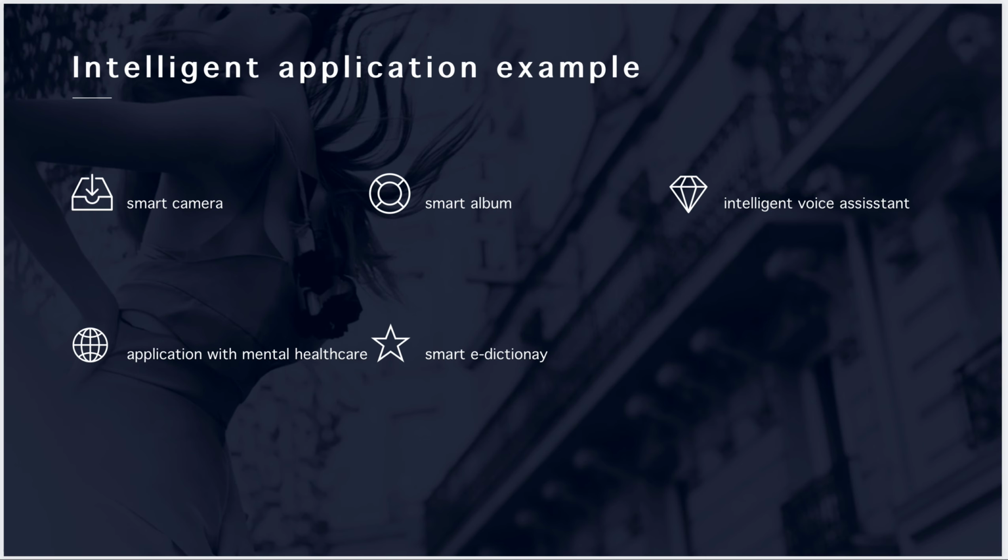Then there are some examples of intelligent applications. The first is smart camera, which could take better pictures in dark environments or bad weather and could help people look better in the picture. And smart album is also a hot topic today, which could help to sort the pictures automatically. And the intelligent voice assistant is also needed in the future. Obviously, today there are already many intelligent voice assistants applied on the smartphone, such as Siri. But in the future, there are more functions they could do.